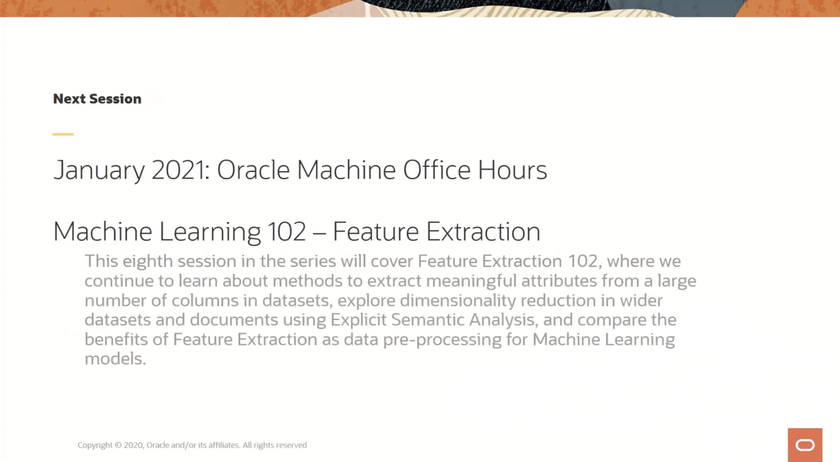The next session is targeted for January. We haven't specified a date yet, but it will be Machine Learning 102, Feature Extraction, the 8th session in the series, and we'll continue to learn about methods to extract attributes from large numbers of columns in data sets. We'll target explicit semantic analysis and some of the benefits of feature extraction as a data pre-processing step for machine learning models.